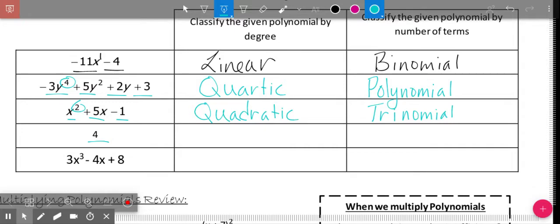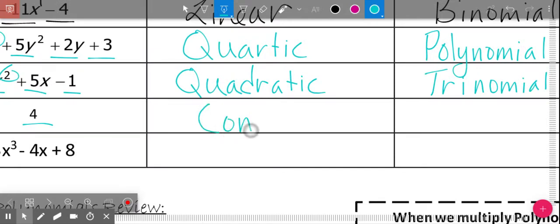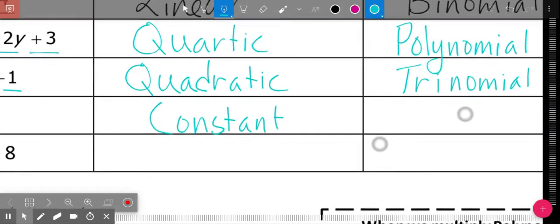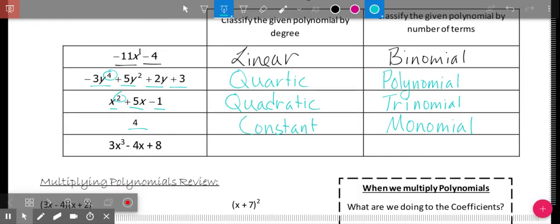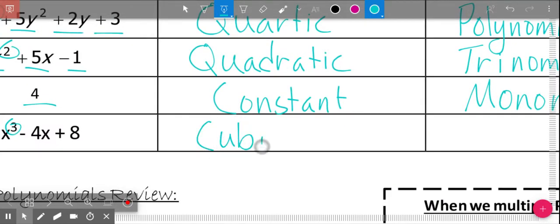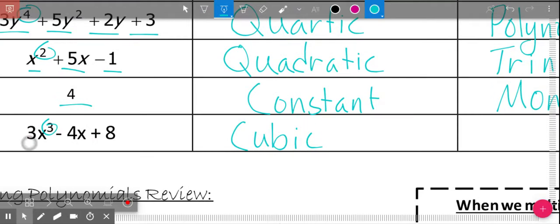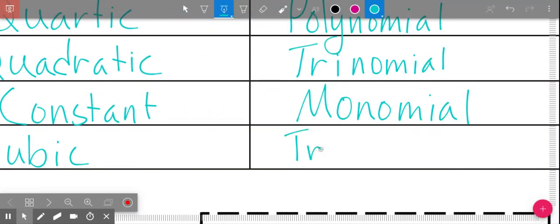The fourth one I've got is just the number 4. Okay, so anytime it's just a number, that's always going to be a constant. Okay, and since there's only one term, it's a monomial. And the last one, the largest exponent is a 3, so that's going to be cubic. And if I count my terms, I have 1, 2, 3 terms, so that's going to be a trinomial.